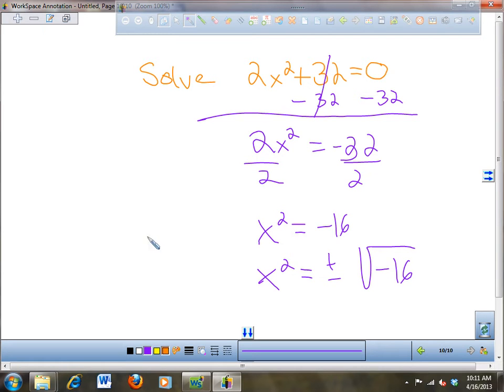If you try to do that on your calculator, you'll get no answer. You can't take the square root of a negative number because there's no number that times itself will give you a negative number, because negative 4 times negative 4 is positive 16, right? So this means no solution. In other words, graphically, this parabola up here is never going to cross the x-axis, which is what I'm looking for. Okay? So that's how you do it.